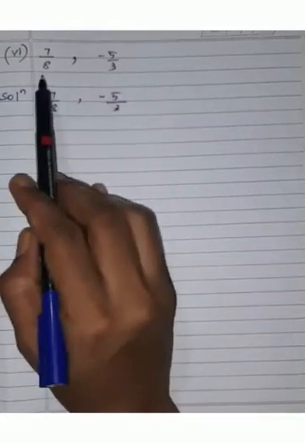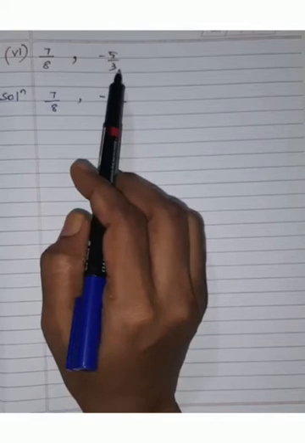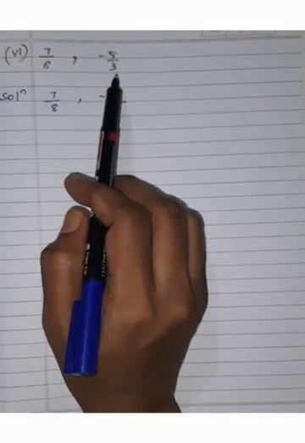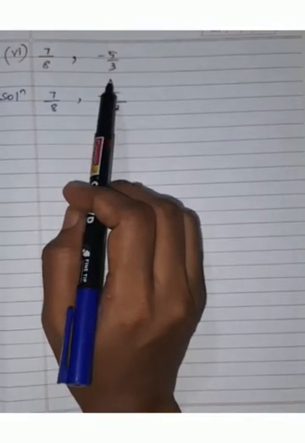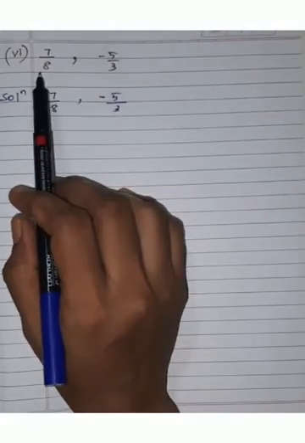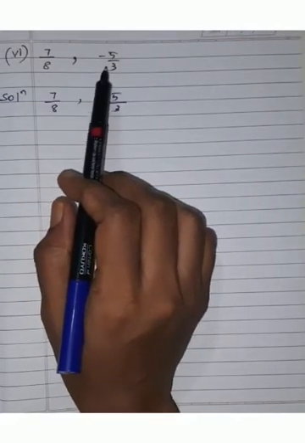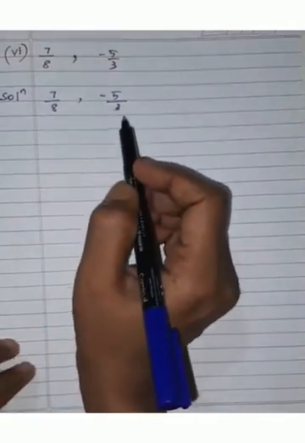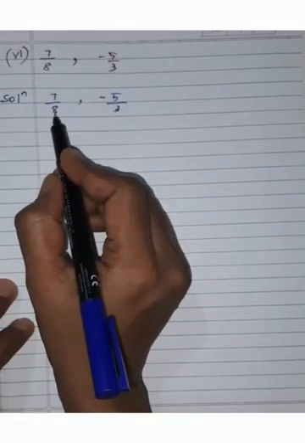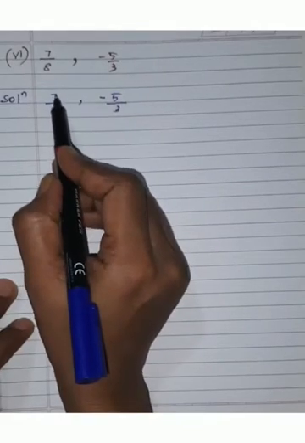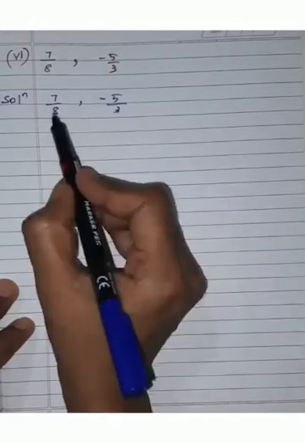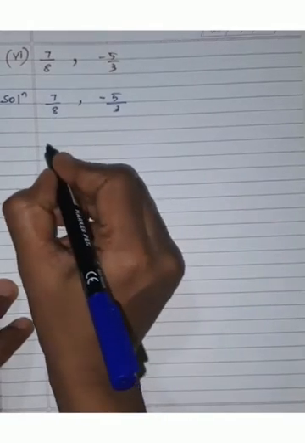Now here these two numbers have different denominators. So what we have to do, we have to convert these numbers into fractions with equal denominators. So first we will have the solution as 7 upon 8, comma, minus 5 upon 3. To convert this, children, I will be multiplying the 7 upon 8 with 3 and minus 5 upon 3 with 8. So let us start now.